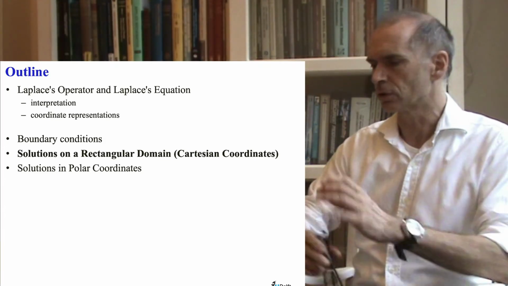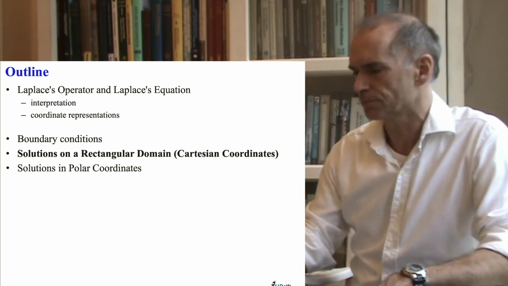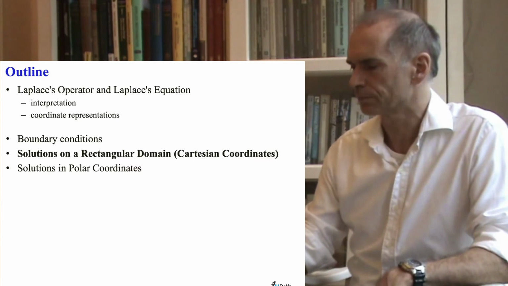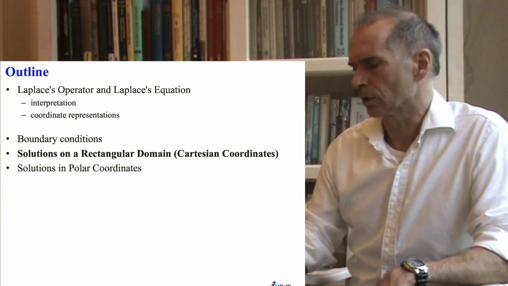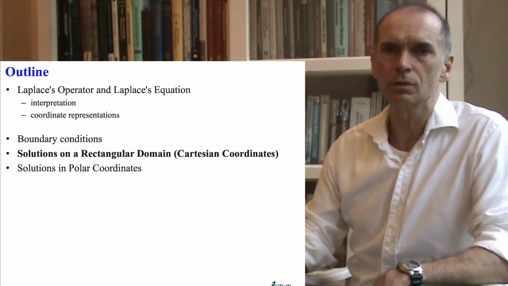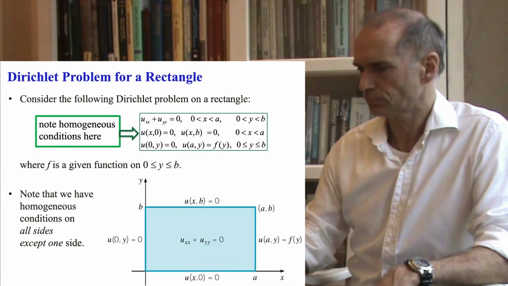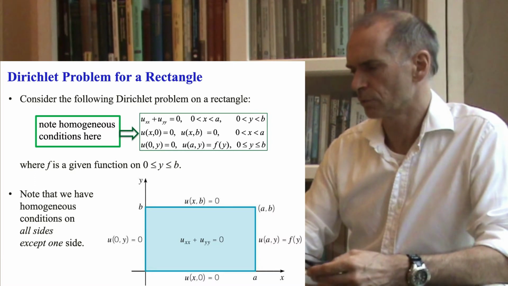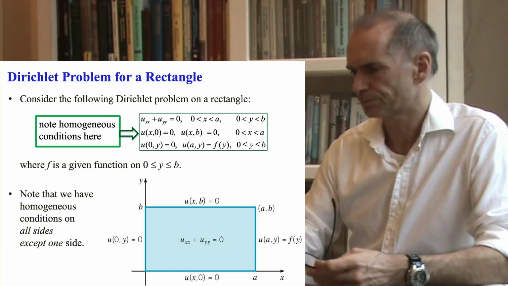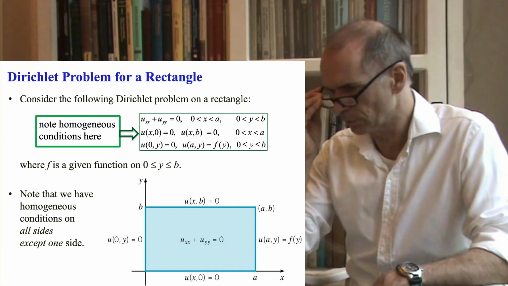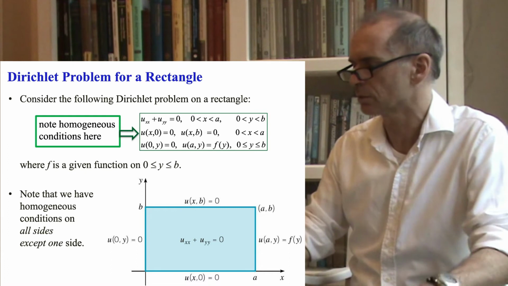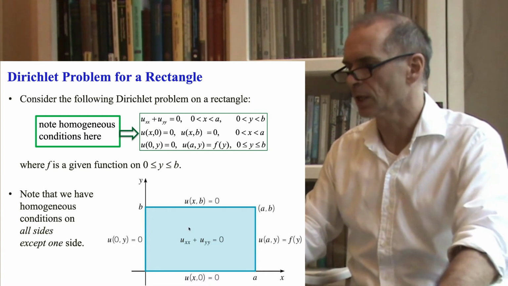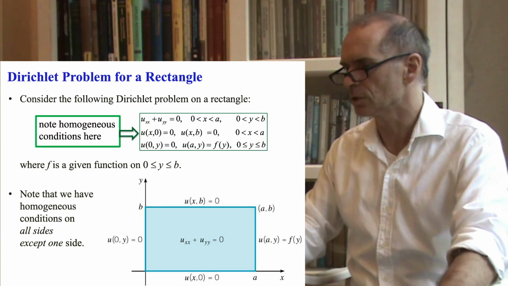So let's have a look at what solutions and the problem of solving Laplace's equation on a rectangular domain, so Cartesian coordinates, looks like. So we shall study a Dirichlet problem for a rectangle. So we consider the following problem on a rectangle, sketched in the graphics in the lower half of the slide. So maybe that is the easiest.